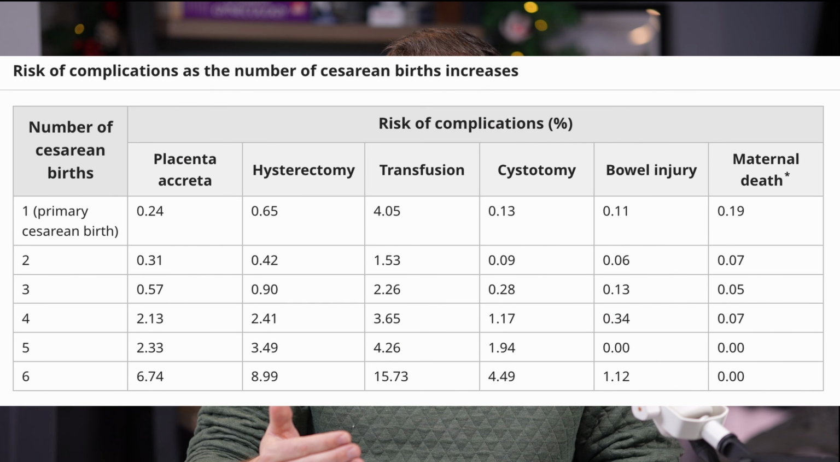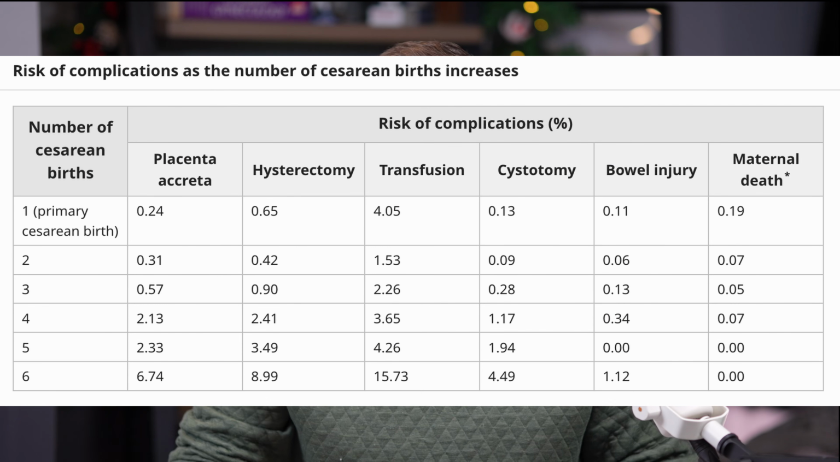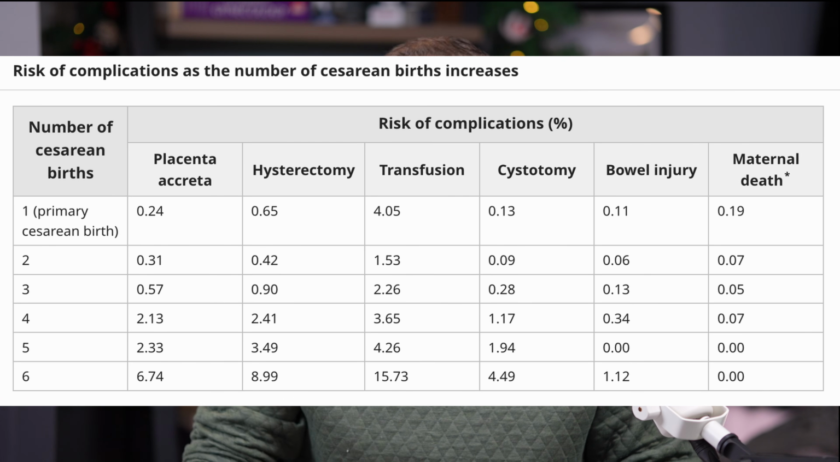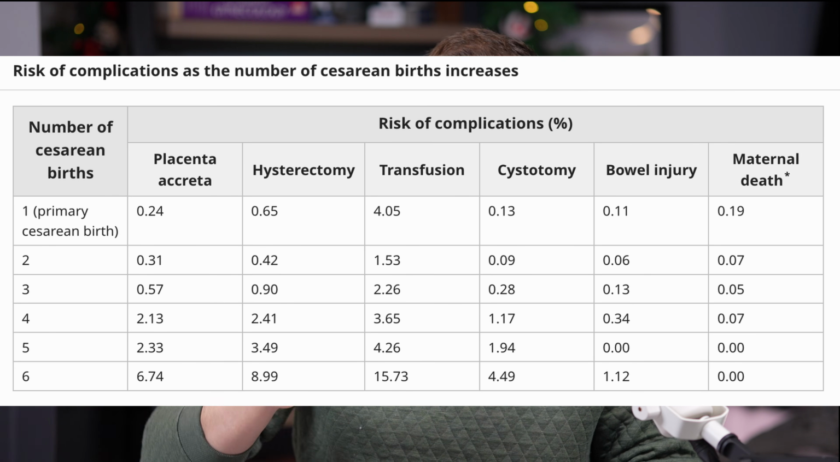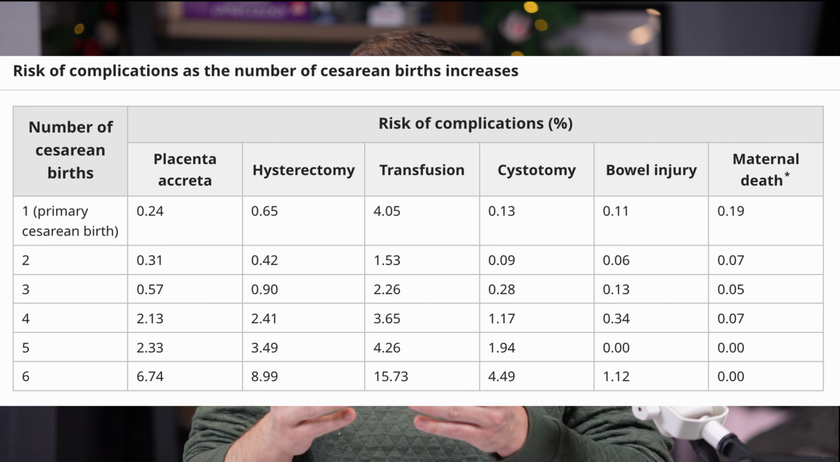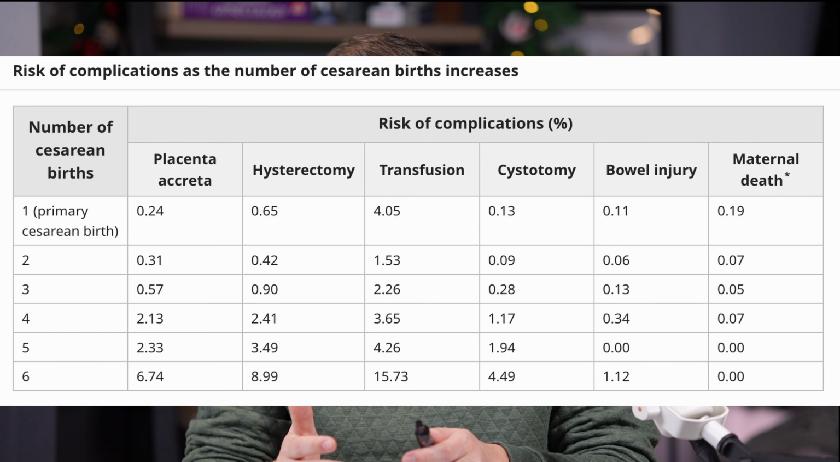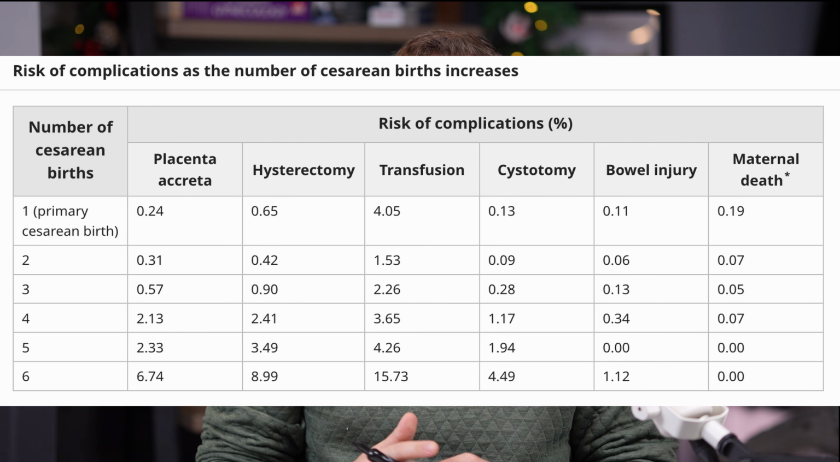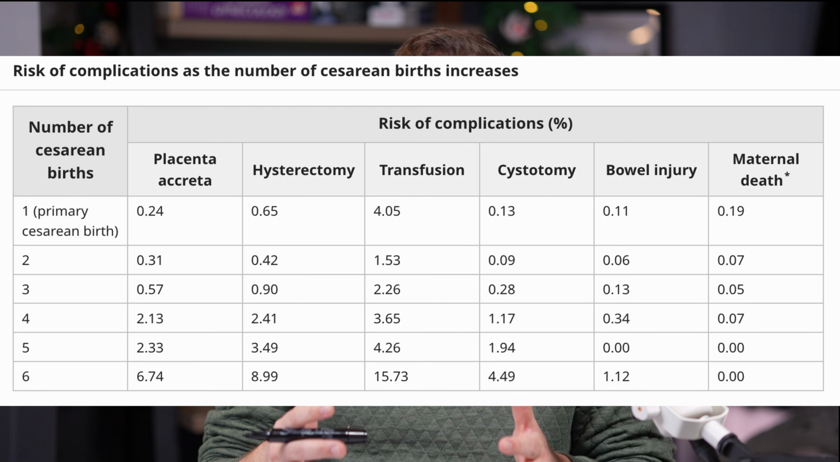And so that can increase as somebody goes through the number of C-sections. Again, very rare after the first repeat, second repeat, even the third repeat, but you start to see that significantly and exponentially increase with the number of C-sections somebody has. And in their sixth, you see that that is up to 6%, which is not insignificant. That's actually a pretty serious number there.